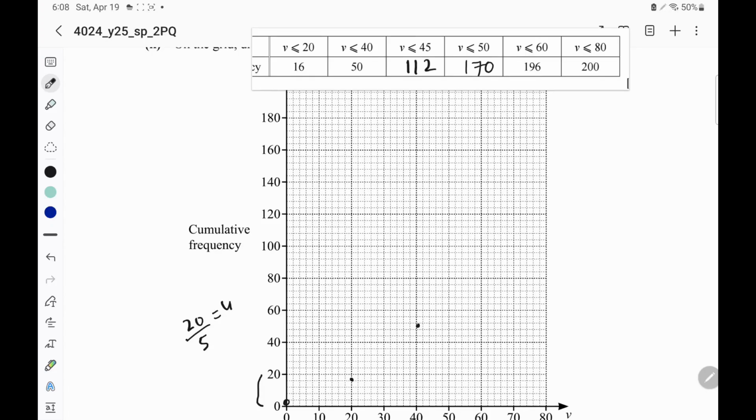Then you will have 45 and 112. 45 and 100. 45 is in between 40 and 50. 104, 108, 112, and in between it's there, the third box. 45 is there.